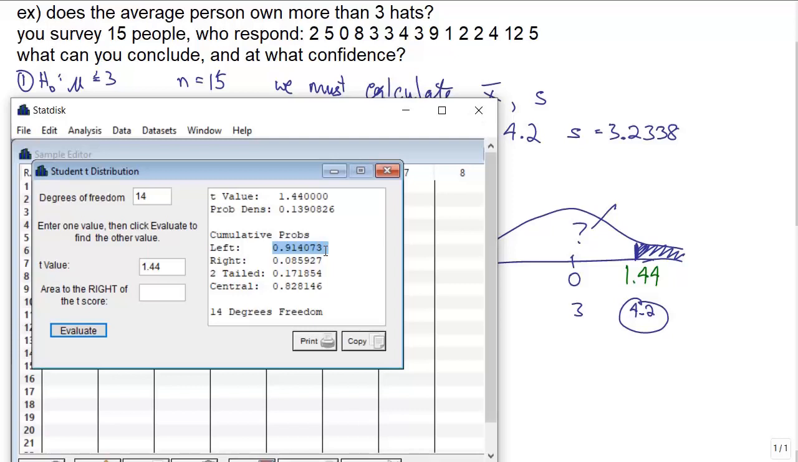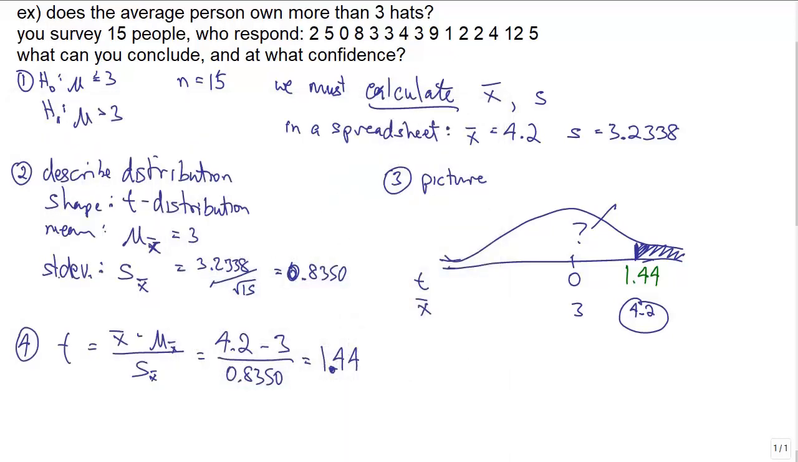And then similarly for the area to the right. Okay, so this area was 0.9141, and then the area to the right, we can also read that off, is 0.0859. And those are our calculations.